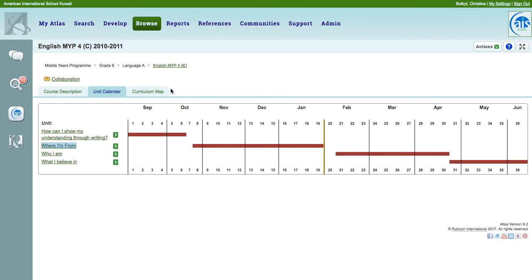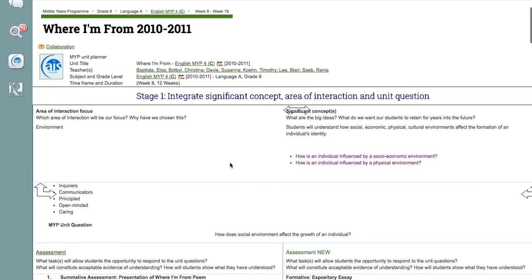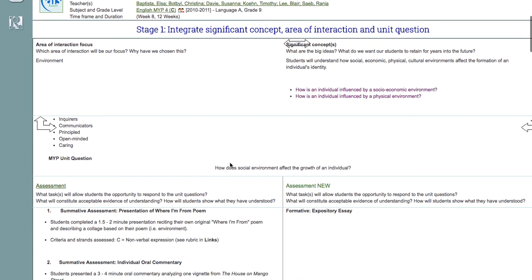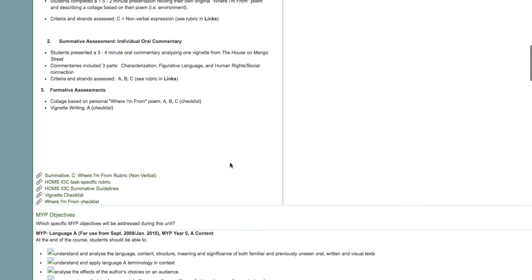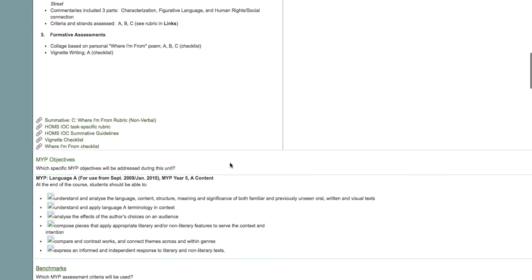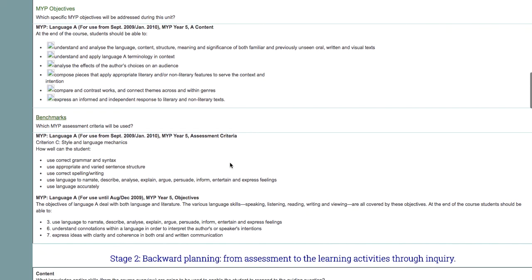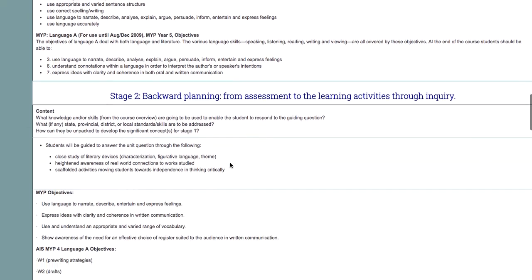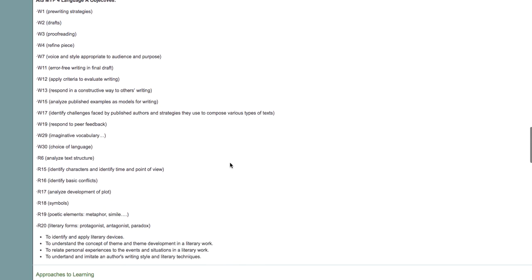In the 2010-2011 school year, there's the Where I'm From unit that they look into to discover that the House on Mango Street unit evolved, still with resources attached, perhaps ideas for learning experiences aligning with objectives.